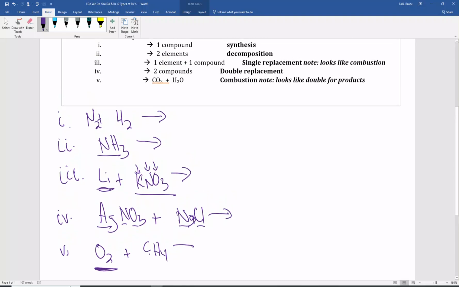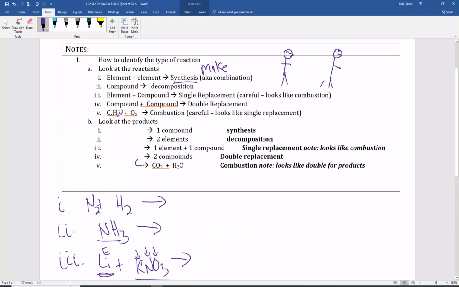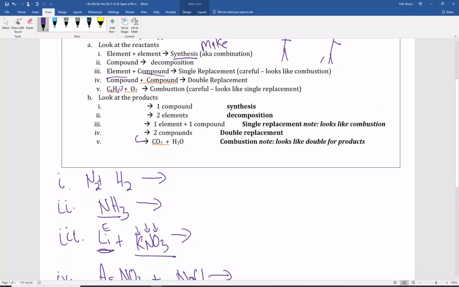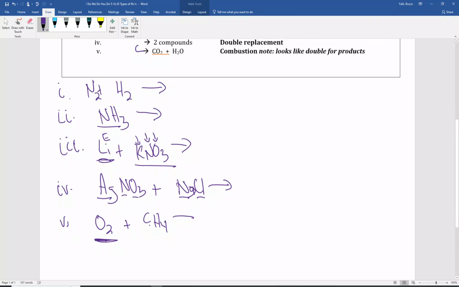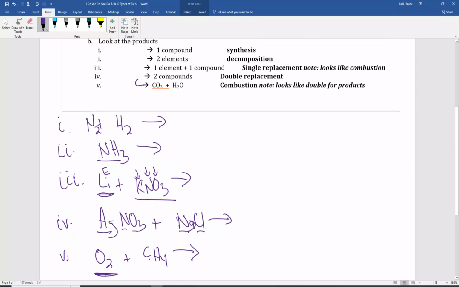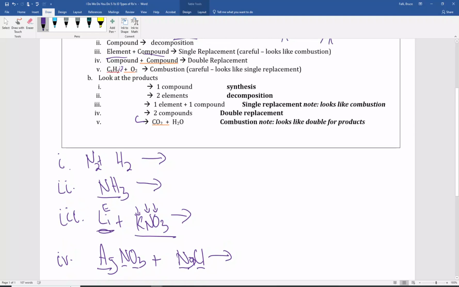So if I look at this, this is an element plus a compound. And if I'm looking at an element and a compound, I go, oh, that's single replacement. And if I have a compound and a compound, that's double replacement. And then if I have the last one where I have CH and O, notice how the order doesn't matter. I did that on purpose. You get a different one.